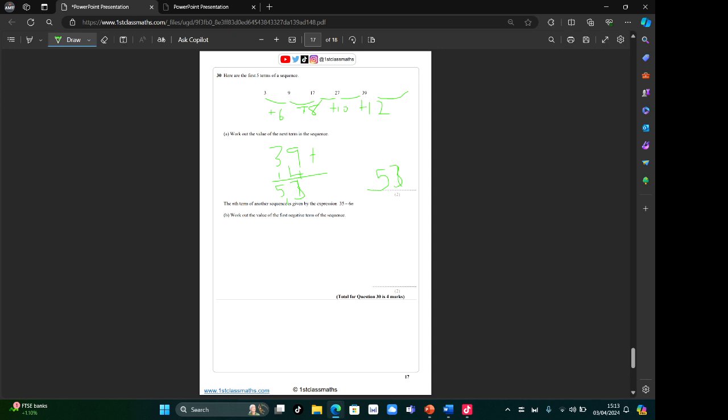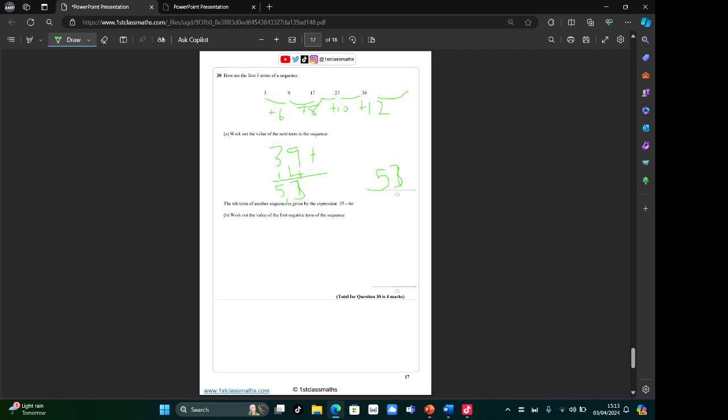Okay, so that is what I call a quadratic sequence. But do not panic for foundation. Just know what the difference is. For higher, you are expected to generate the nth term of a quadratic sequence.